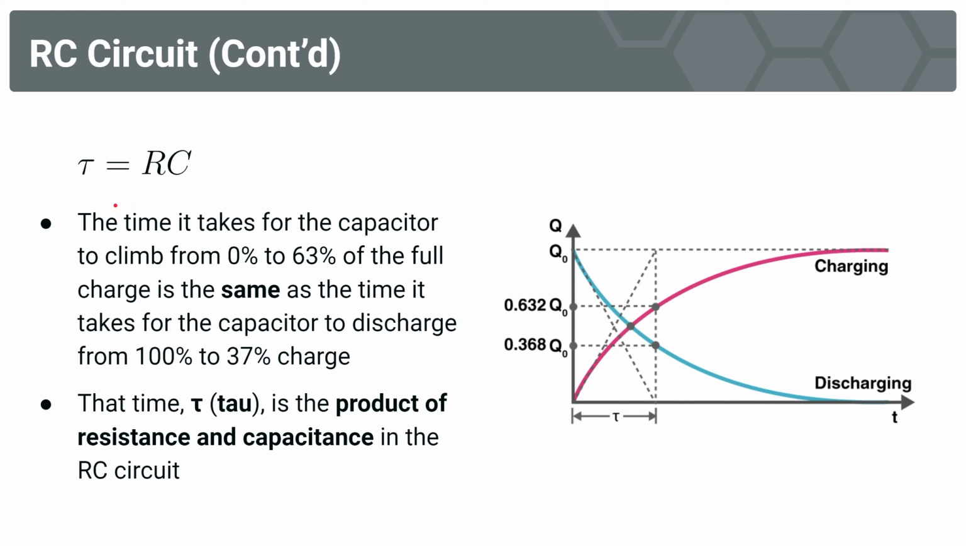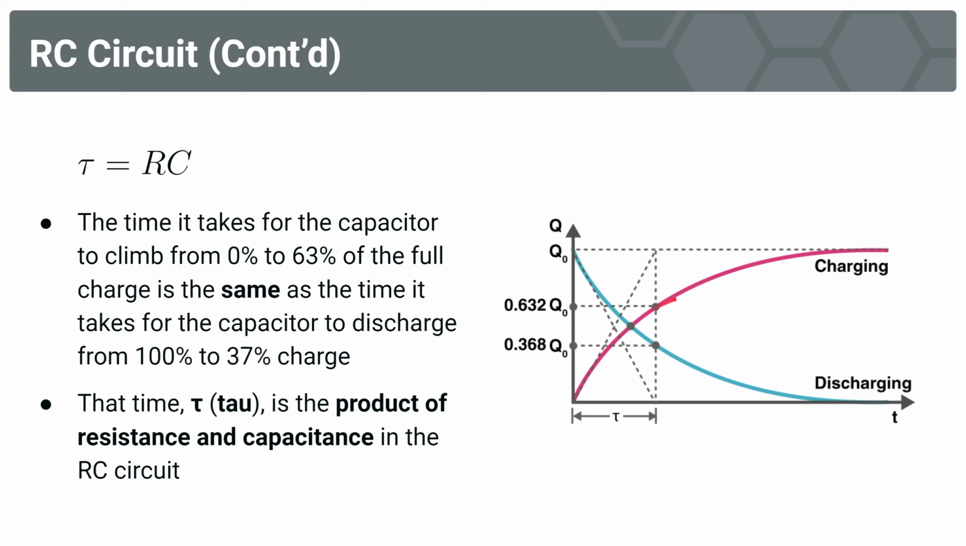What is tau? The time it takes for the capacitor to climb from 0% to 63% of its full charge is actually the same as the time it takes for the capacitor to discharge from 100% to 37%. And the amount of time that takes is tau. The graph demonstrates this quite well also.